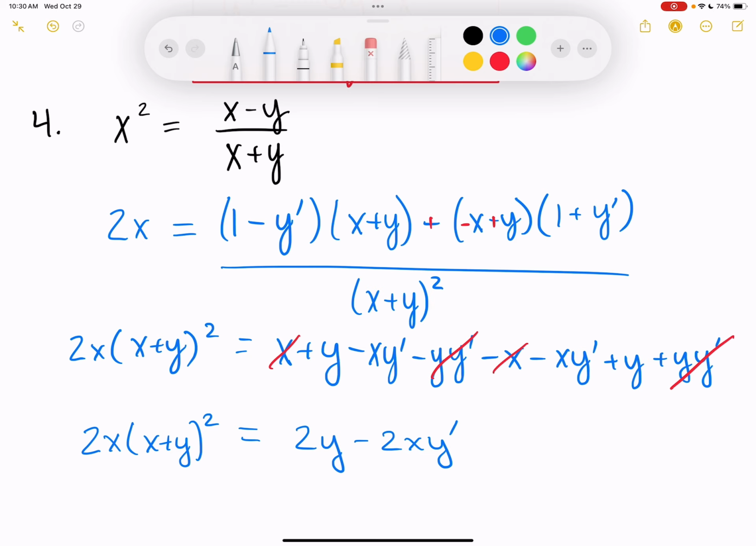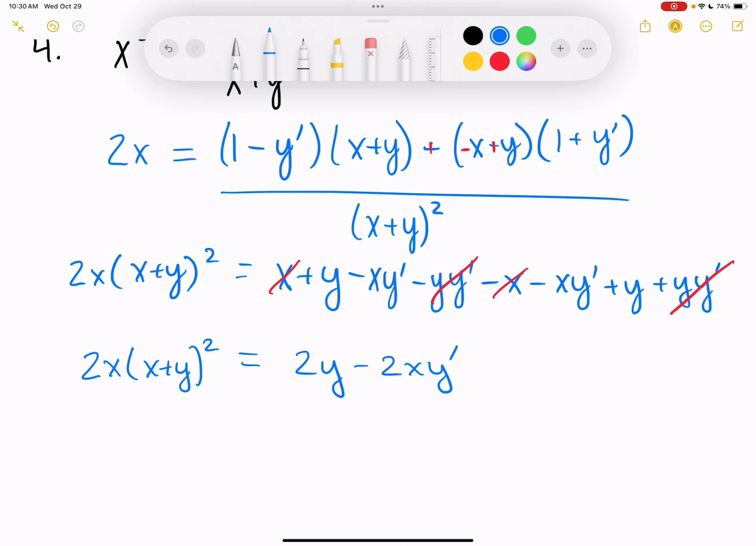And then from this point, I would subtract the 2y over. So 2x times x plus y squared minus 2y. And now that I've done that, to avoid having to write it again, I'm going to divide by 2x, or negative 2x. So that's y prime. And then if you can simplify it, you should simplify it.